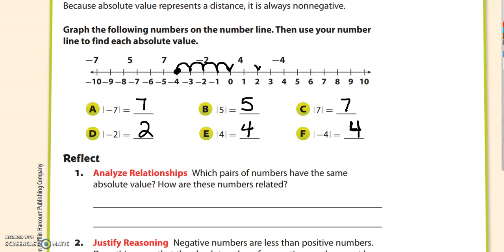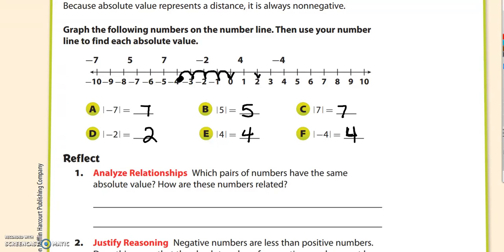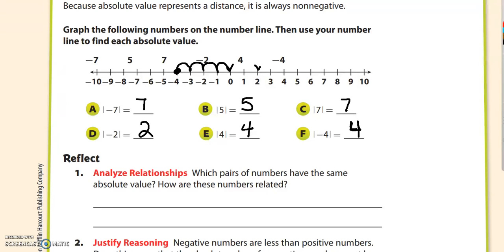All right, so some of you may have noticed that we've got some repeat answers there, and that is actually the purpose of question number 1. Question number 1 reads, which pairs of numbers have the same absolute value, and how are these numbers related? Well, let's go find which pairs of numbers do have the same absolute value. Look at, for example, 4 and -4, I got the same answer. Well, what were the problems? Question E was, what is the absolute value of 4? And question F is, what is the absolute value of -4? Well, those got the same answer, and then it asks, how are these numbers related? Well, how is 4 related to -4? Those are opposite each other.